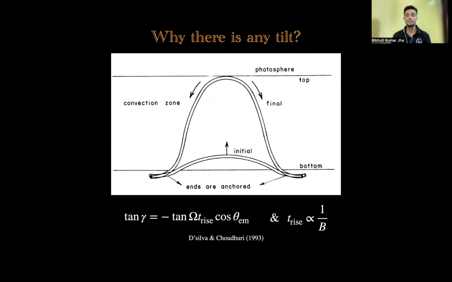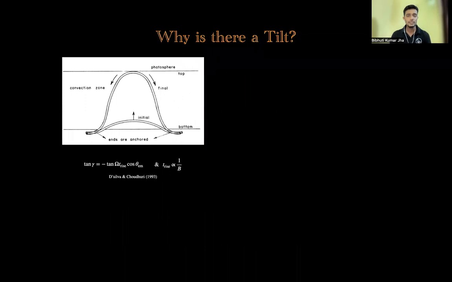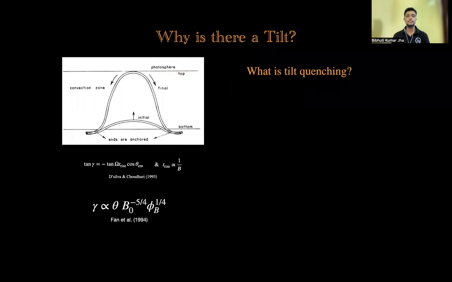Why? Because that tells how much time the Coriolis force gets to twist this flux tube, and the rise time will depend on the strength of the magnetic field in it, because that dictates the buoyancy ultimately. So we can expect that the tilt of the BMR will depend on the strength of the magnetic field in it. The next question is, what is tilt quenching? But before we go into tilt quenching, let me briefly mention the work by Fan et al., where she showed, based on her simulation, how the tilt depends on the strength of the magnetic field and the flux in it.